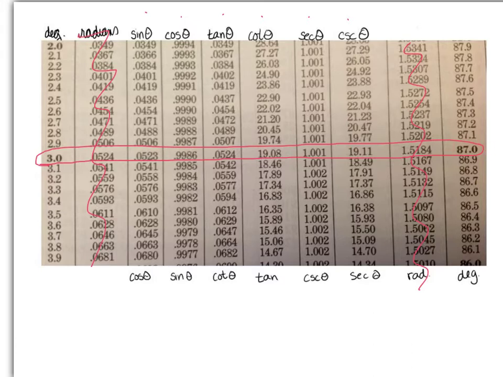So the sine of 87 will be the same as the cosine of 3. The tangent of 87 is the same as the cotangent of 3. That's something that we actually talked about in the last section. And this works for all values. This table, like I said, is in the back of your book on page 814.